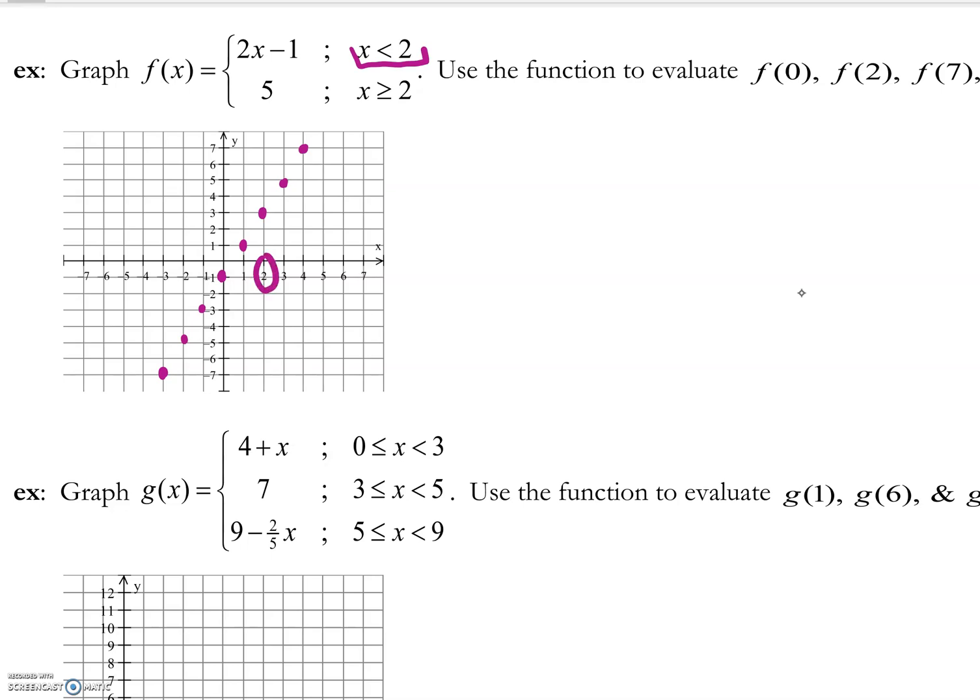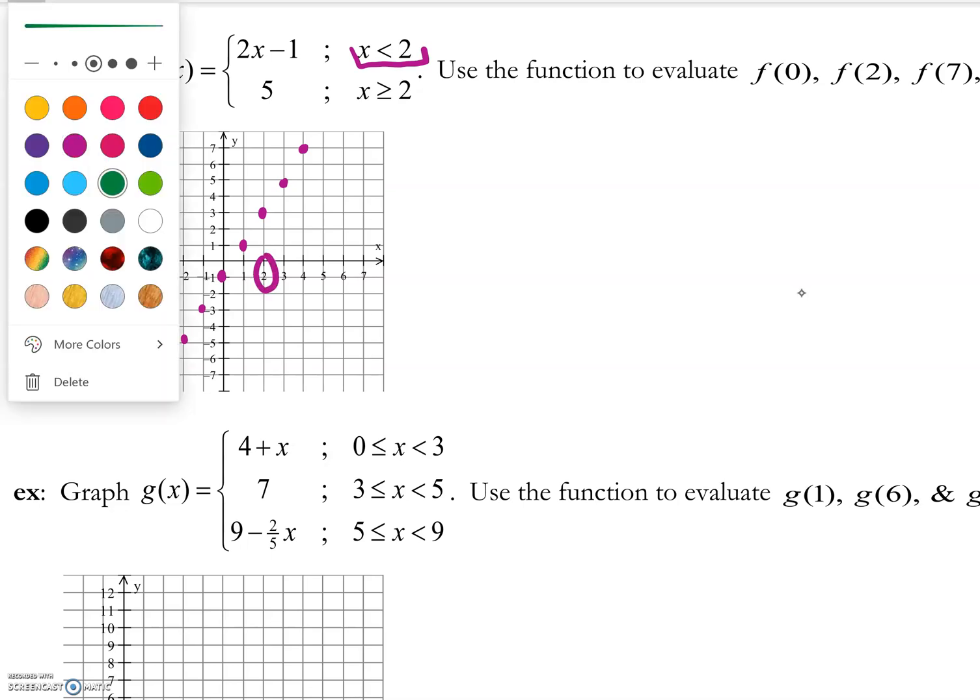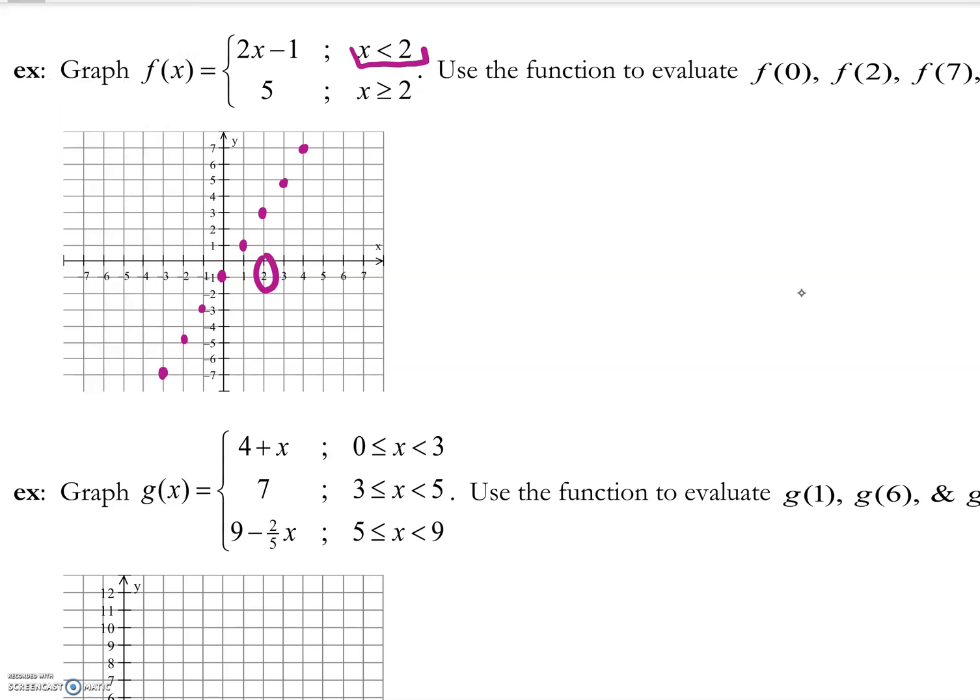I only want points that are to the left of that number 2. So I don't even want this first point because it's not equal to 2. So I might make this an open dot, and I'll connect all of the dots down below, going on forever.